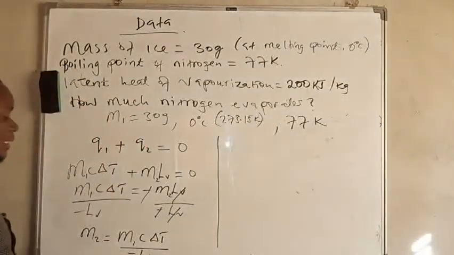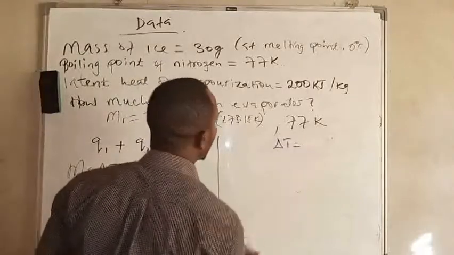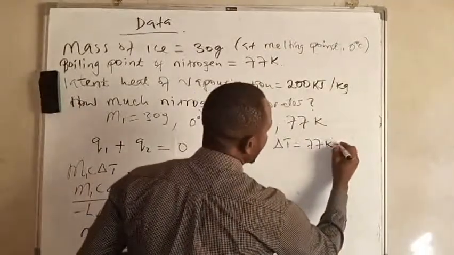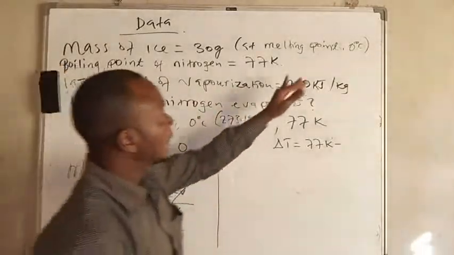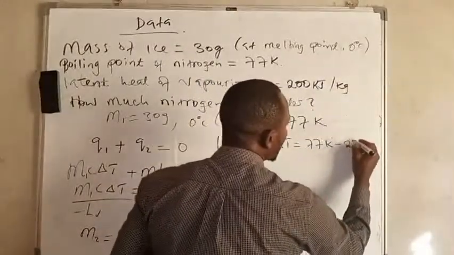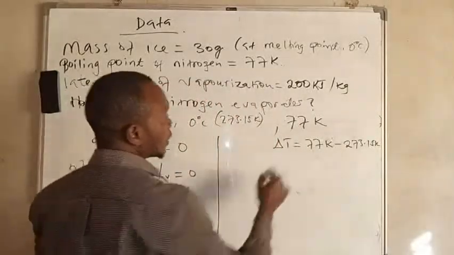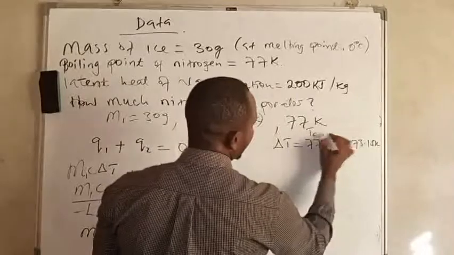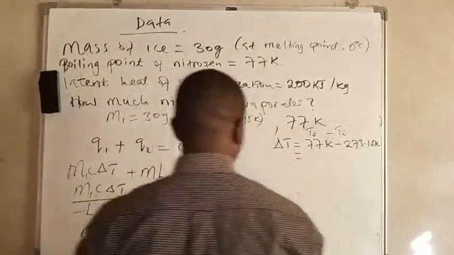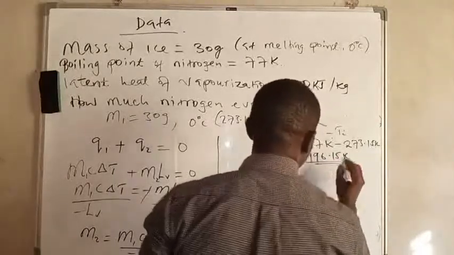Before we find the mass, let's see the change in temperature. dT is equal to the final temperature of the system, which is 77 kelvins, minus the initial temperature, which is 0 degrees Celsius, equivalent to 273.15 Kelvin. So it is T final minus T initial, and we have negative 196.15 Kelvin. This is the change in temperature.